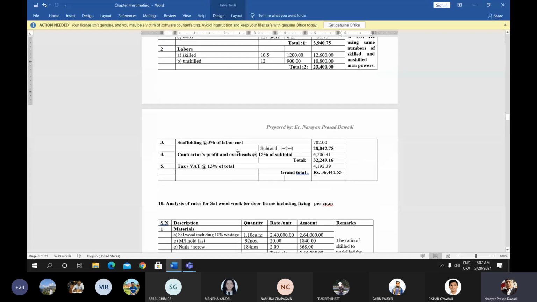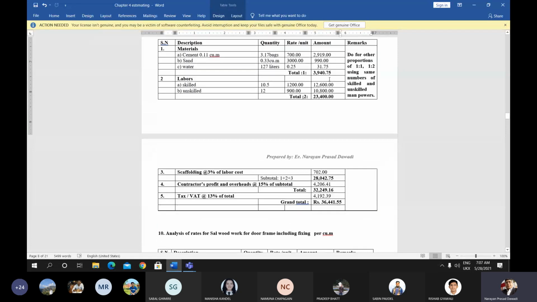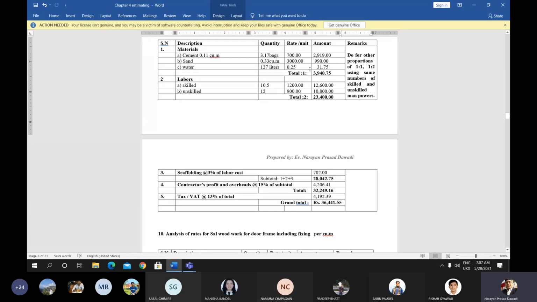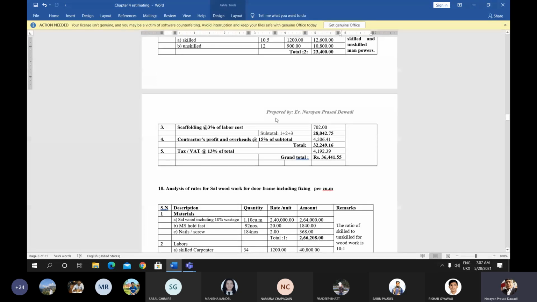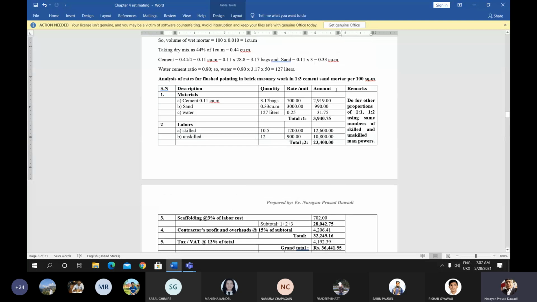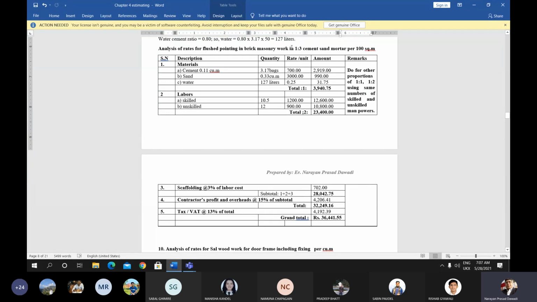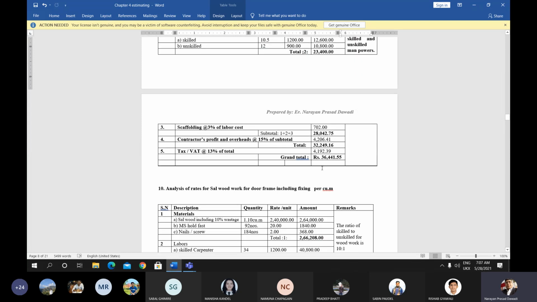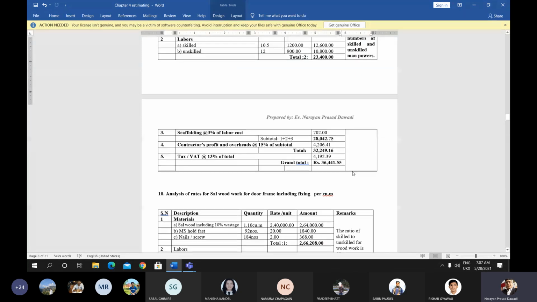Scaffolding is considered at 3% of labor cost. Total cost of labor is calculated in the previous manner, and the 3% is considered, and contractor profit, overhead and VAT are provided in the usual way. That's why the total cost per 100 square meter of the pointing surface using the 1:3 sand mortar gives the value of 36,441.55 rupees.